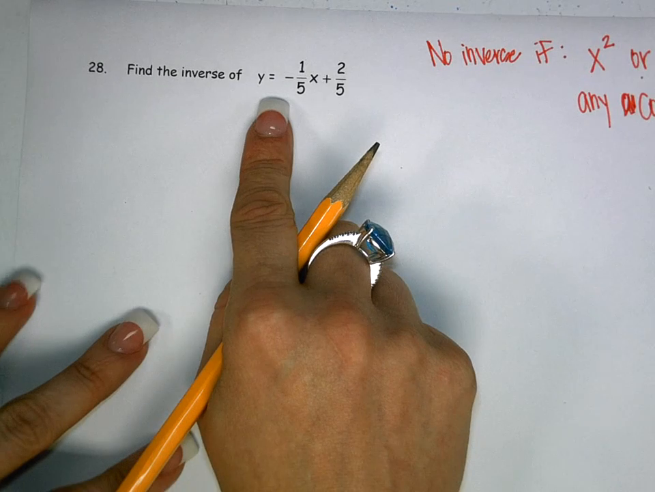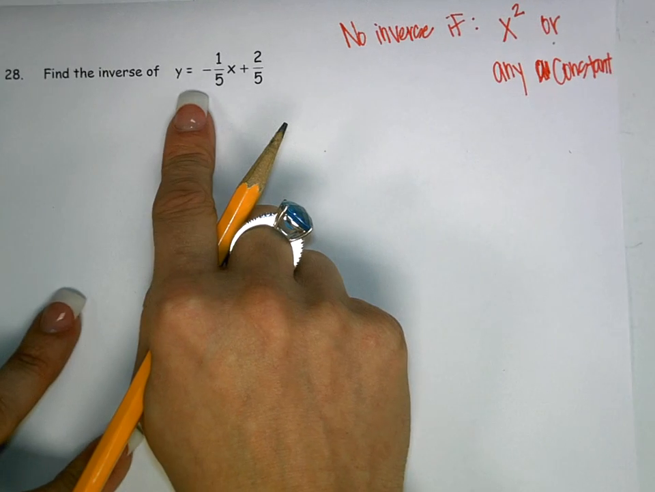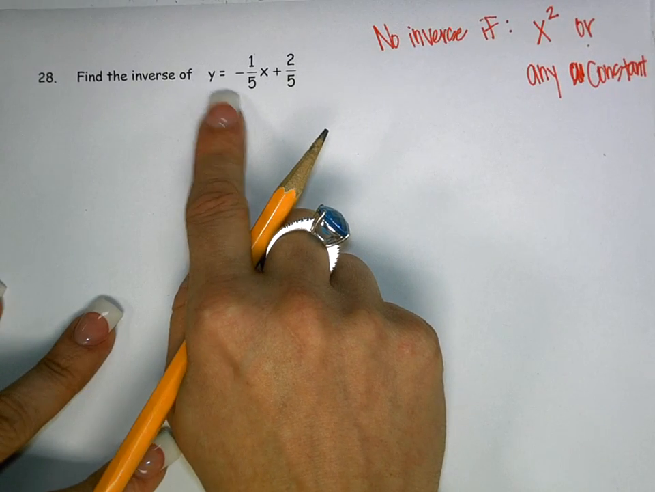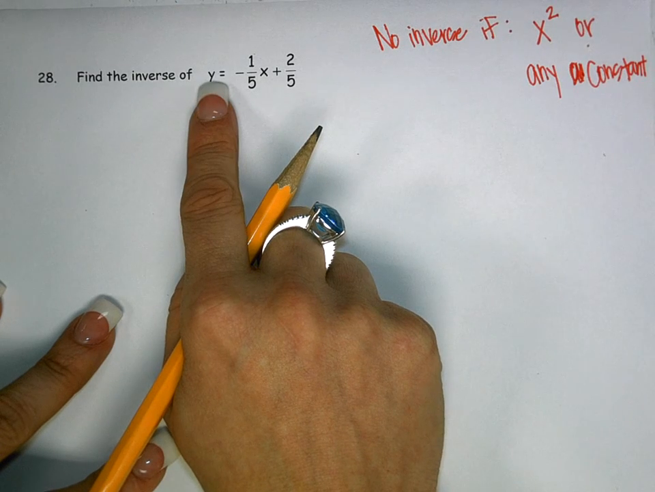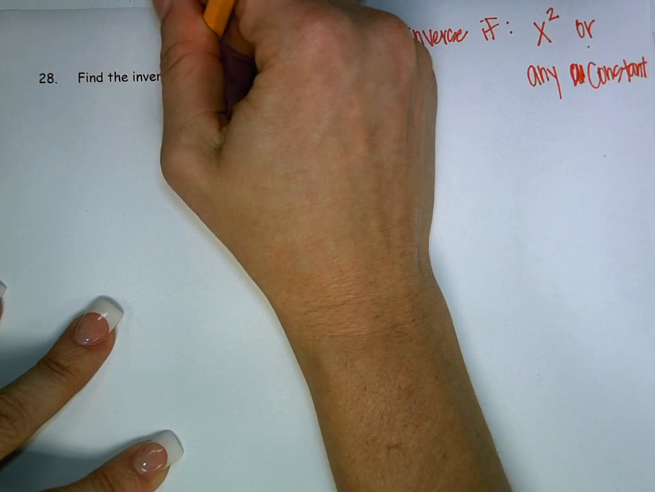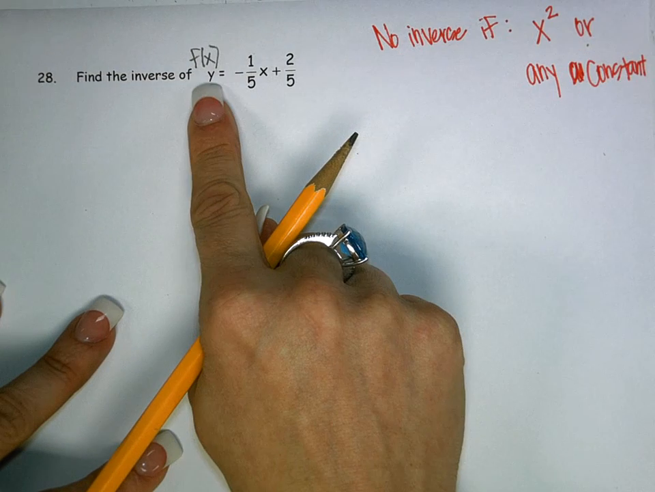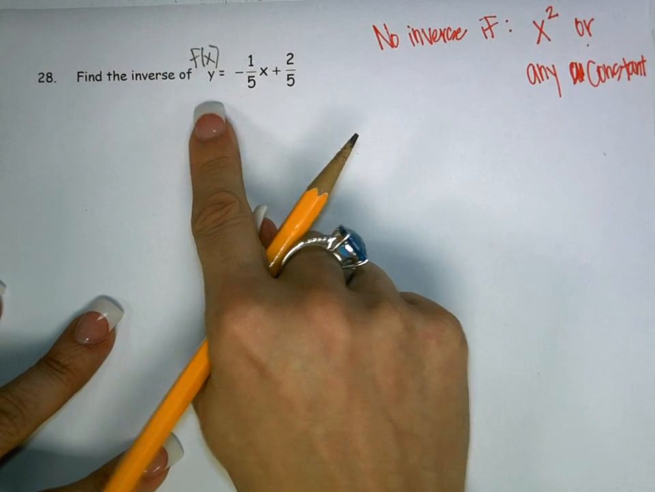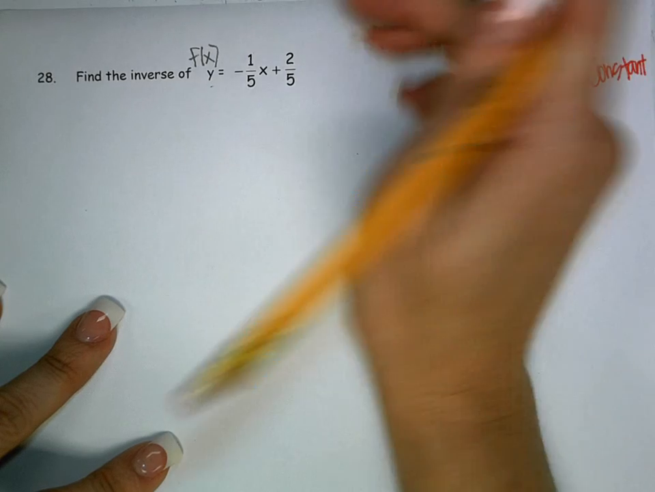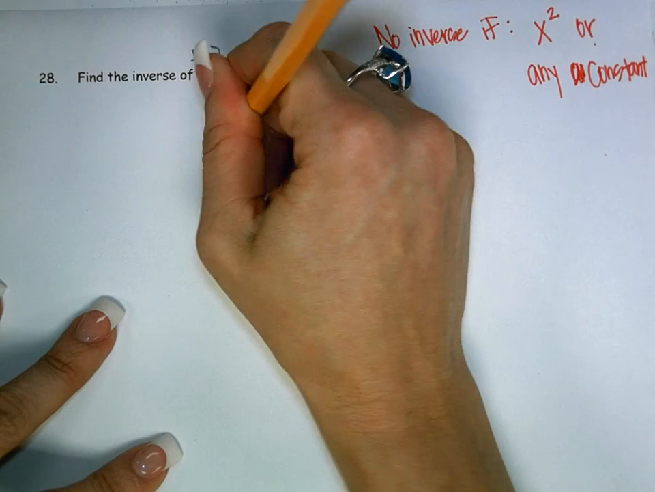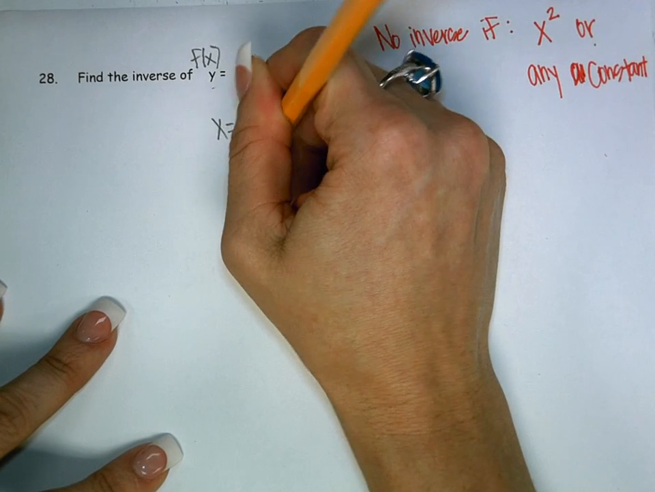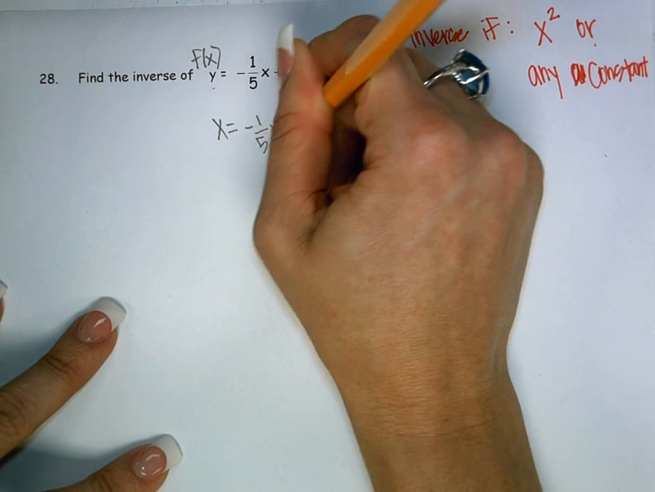Okay, so this one is fine. Are we good on this one? Can I find an inverse of this one? Yes. Okay, so it's already in y equals form. It probably should have started as something like f of x. Now replace this with y, then switch the x and the y. So x equals negative 1/5 y plus 2/5.